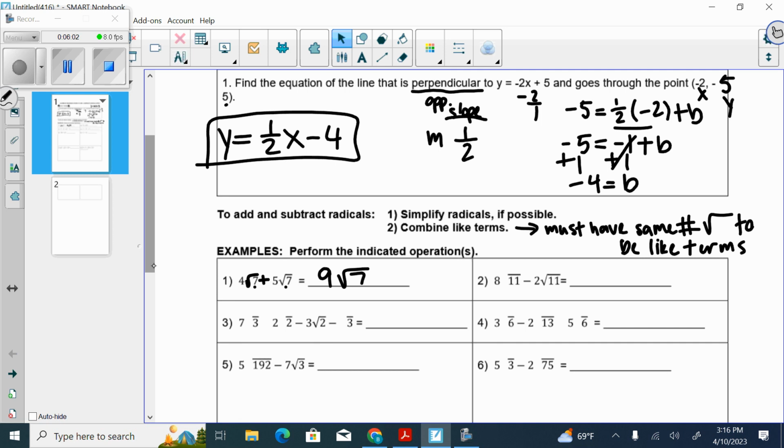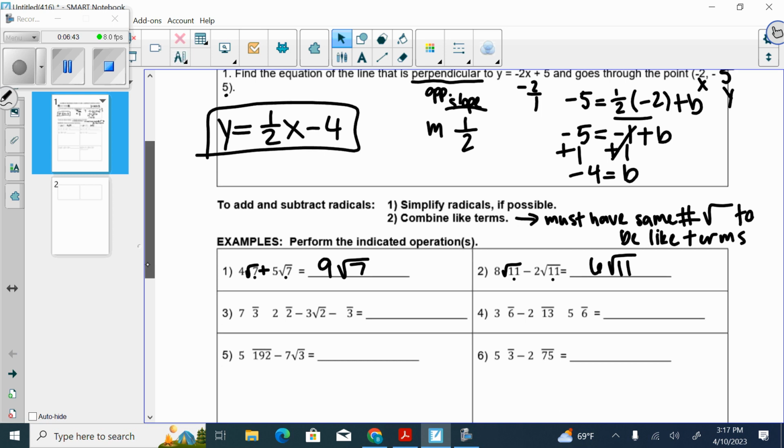So over here, I've got 8 square root of 11 minus 2 square root of 11. Can I simplify square root of 11? No. But are my numbers underneath the square roots the same? So I can go ahead and actually subtract. Remember, this is like a variable, so like 8x minus 2x. What would that give us? 6x, right? But here, instead of an x, we're going to have a square root of 11. So I'll just have 6 square root of 11. Okay.